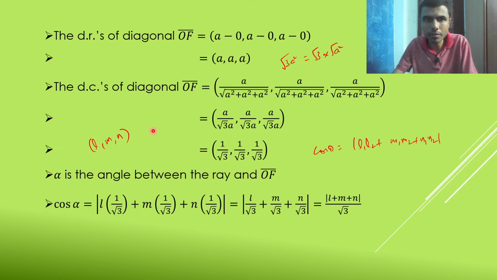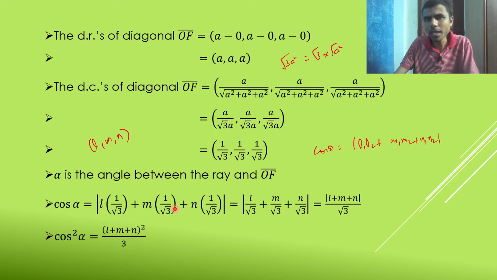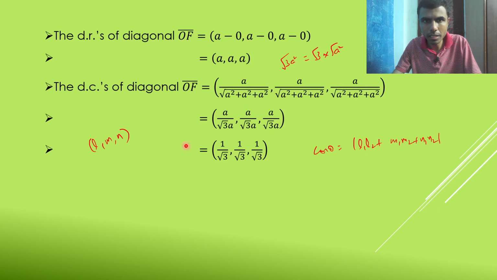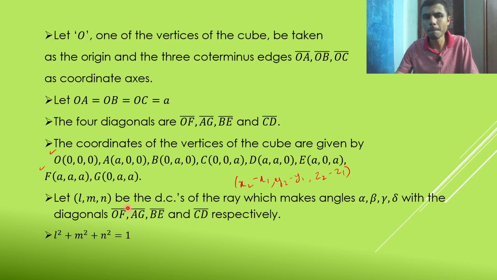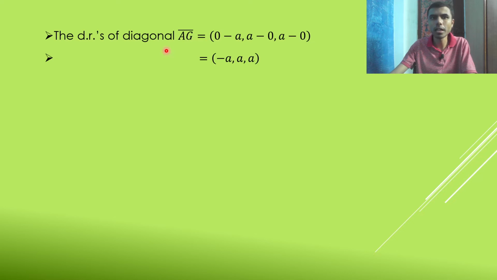Beta is the angle between the ray and AG bar, if you remember. Now you can write similarly. So the DRs of diagonal AG: A is small a, 0, 0, and G is 0, 0, a. So DRs of this will be 0 minus a, 0 minus 0, and a minus 0. I told you, right, x2 minus x1, y2 minus y1, z2 minus z1. So the DRs of AG are minus a, 0, a.